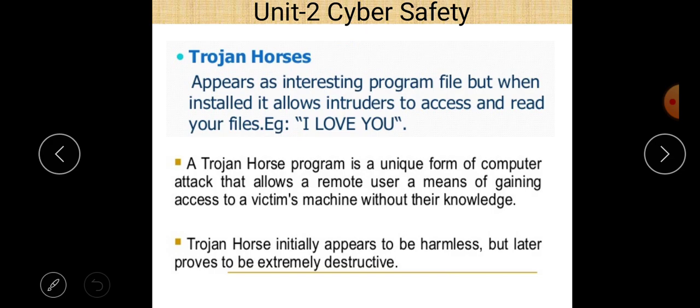The last important thing regarding the Trojan horse is that Trojan horses initially appear to be harmless, but later prove to be extremely destructive. Initially they appear to be harmless, and they enter into the computer system and show that they are harmless, but when they activate, they prove to be extremely destructive. That is another important point regarding the Trojan horse.